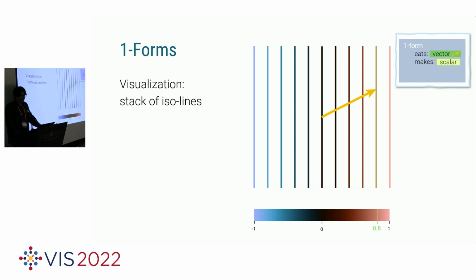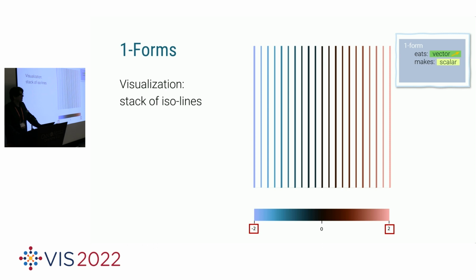We read off this vector, which evaluates to 0.8. And if I now change the magnitude, then the same vector would read off to double it. So here in this example, what I chose is that all these isolines are equidistantly spaced at 0.2. Pretty arbitrary choice, just because it looks nice. I could, of course, change that, but I don't change that for the rest of the presentation.